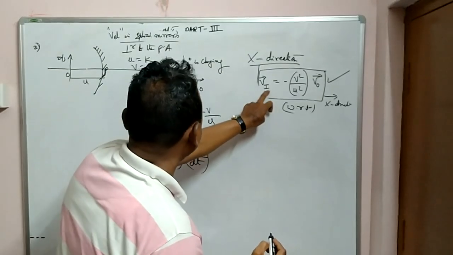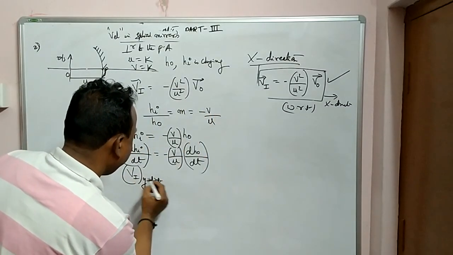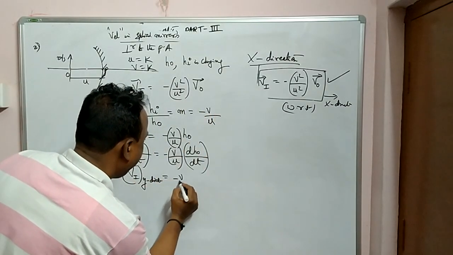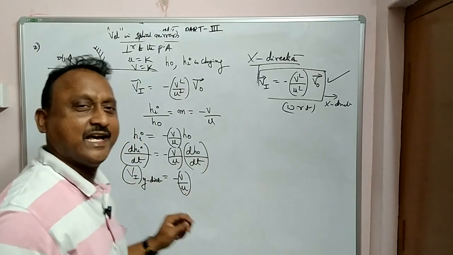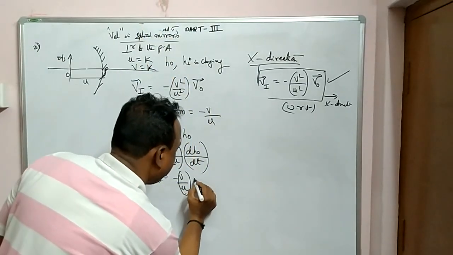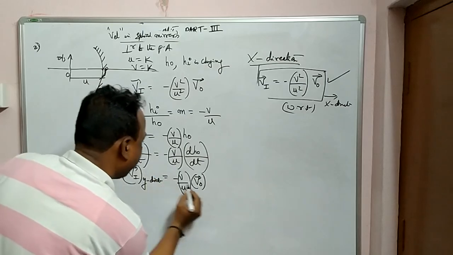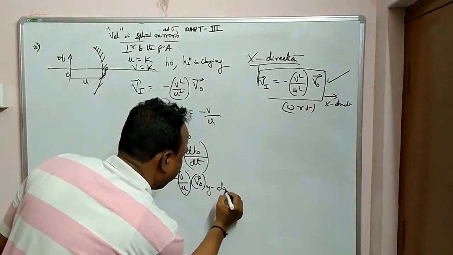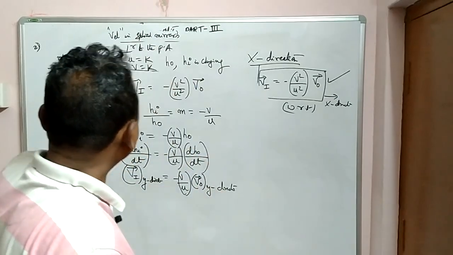The earlier one came up to the x direction, okay? That is the x direction. So velocity of the image in y direction is equal to minus v by u into dh0 by dt, which is the velocity of the object in y direction. So vo, the velocity vector, in which direction? Y direction, please. So this is the formula you have to use in the second case.